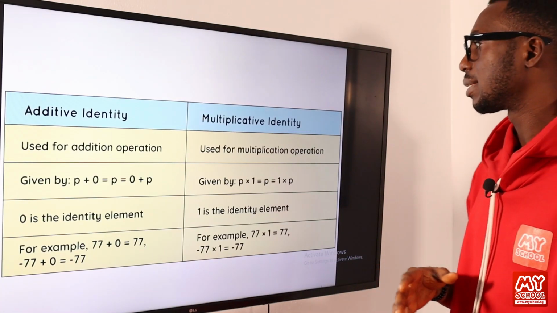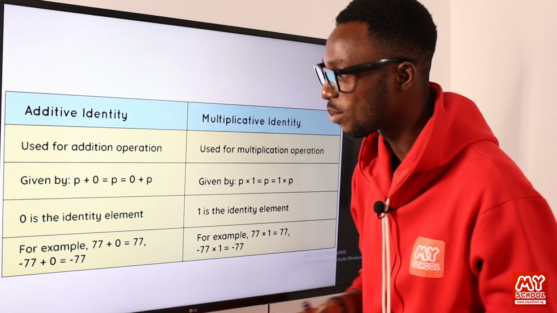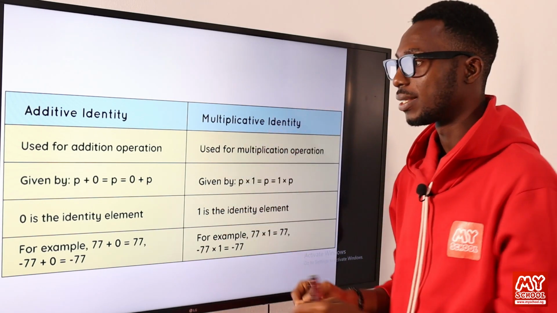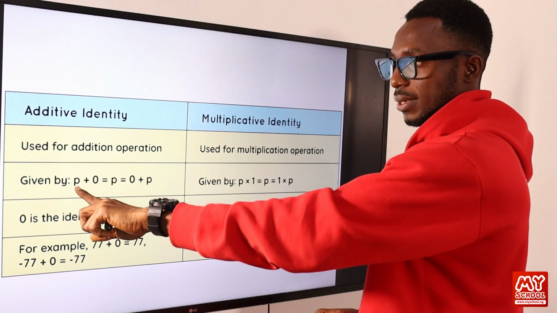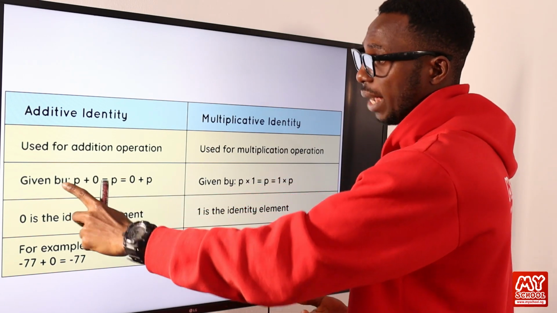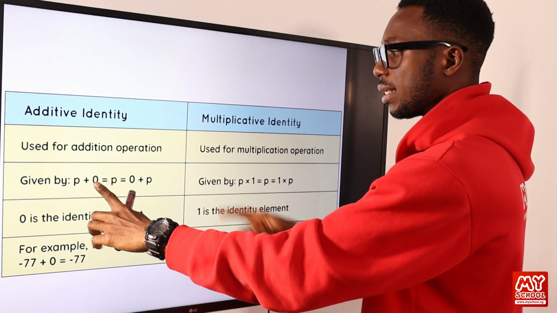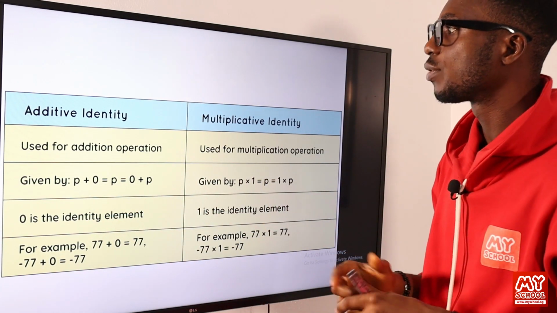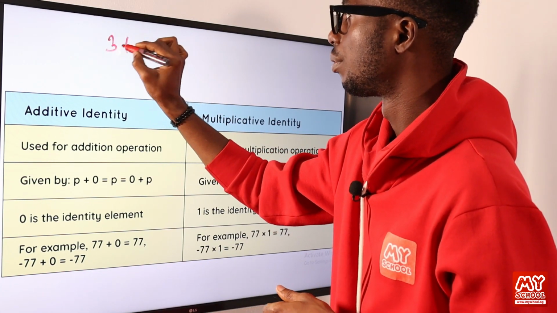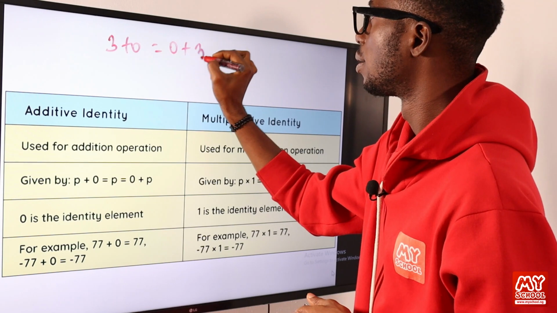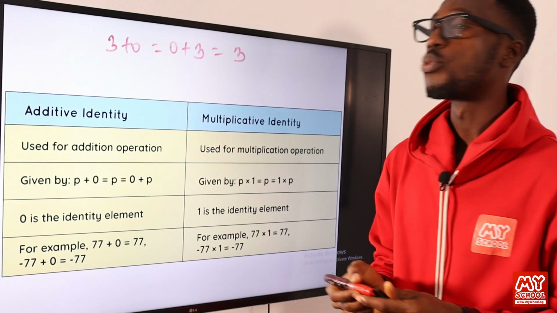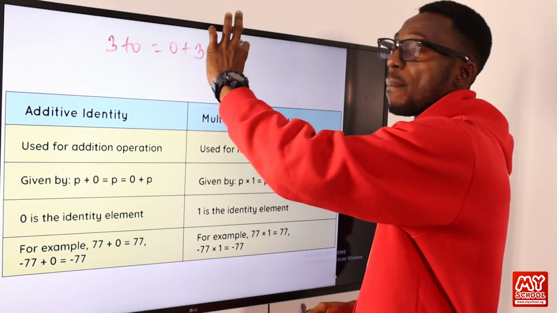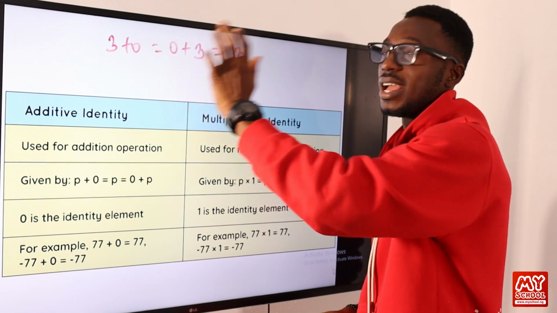So we have additive identity and multiplicative identity. At first, look at this. This is used for addition operations. Given this, a member or an element or a number, we have a value. So p plus 0 is the same thing as 0 plus p and should give you p, right? If you take p to be 3, then 3 plus 0 is the same as 0 plus 3 and still gives you 3. So whatever the input is, under the additive property, it should give you that same number back, and that is usually 0.